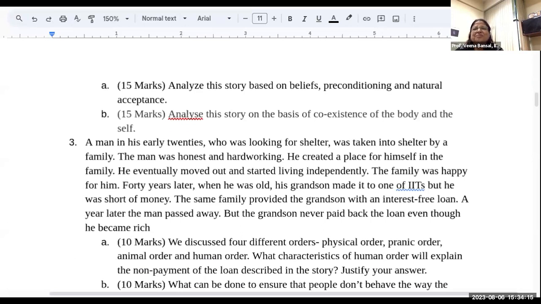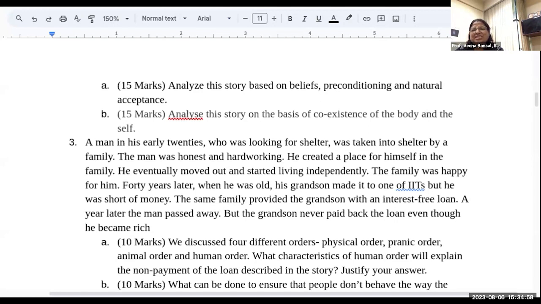This third story I took from Sudha Murthy's book. There's one boy who comes to their family, and he's looking for shelter. So they take him into their house and they nurture him, guide him, and he eventually grows into a confident man and leaves their house as an adult. He becomes a priest of a temple in a nearby village and he has a family. Eventually, his grandson makes it into one of the IITs. I think it was IIT Madras, and they needed some financial support.